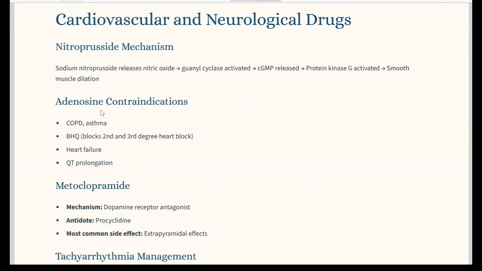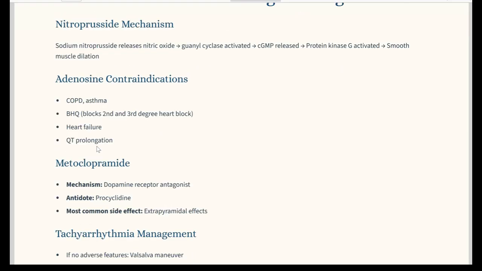Then you have adenosine contraindications. Please remember here, focus on asthma. They will put this in the MCQ. So do not give adenosine to asthma or COPD patients. They also ask you about mechanism of action of nitric oxide, which is cyclic GMP pathway.